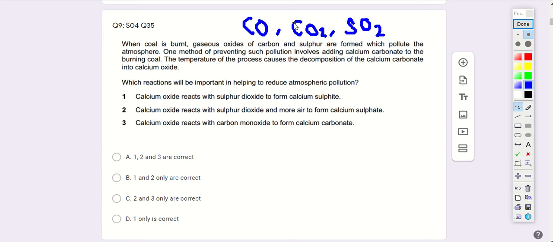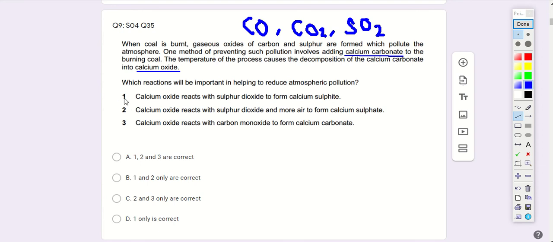Then they say that to prevent these pollutants from polluting the atmosphere, they add calcium carbonate to this burning coal plant. The temperature of the process is high, so it causes the decomposition of calcium carbonate to calcium oxide. So actually calcium oxide is the main compound that will react with the pollutants to reduce the pollutants.